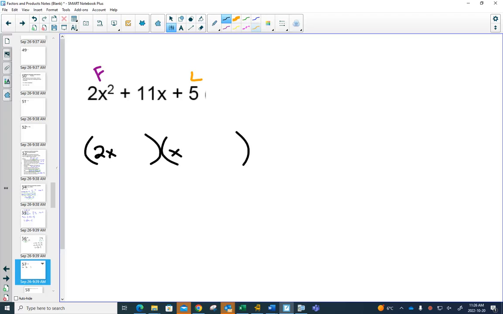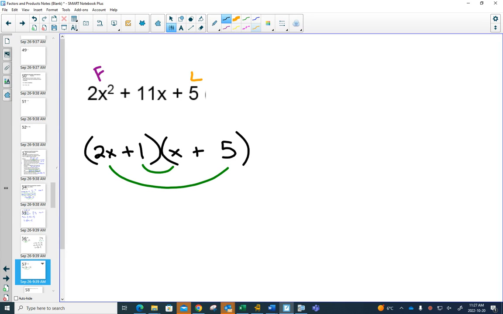And now, we need 5 in the end, but we need the outside and the inside to make 11. So you really have only 2 options. It's either 5 and 1, or 1 and 5. The one with the 2x is with 1, and the other x is with 5. It has to be that way. Why? Because we need 10 on the outside plus 1 to make 11, and they both have to be positive.